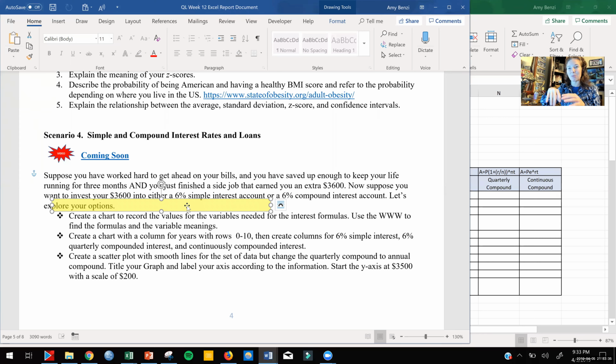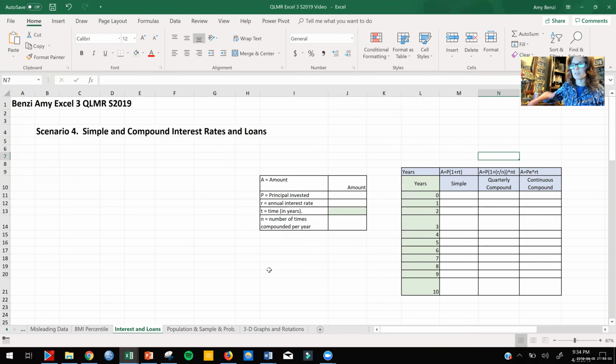We saw what happens when we invest money, right? So we're going to invest our $3,600. We're going to suppose that we invest the $3,600 into 2 different accounts. One's going to have a simple interest of 6% and the other a compound interest of 6%. I know we clearly already know which account we want to invest it in, but we're just going to use this to explore a little bit. So we are going to create charts like so. Here you guys can pause the video and set up your charts.